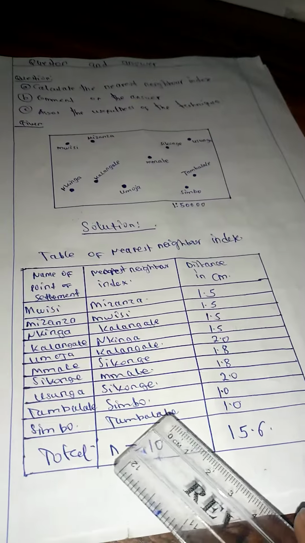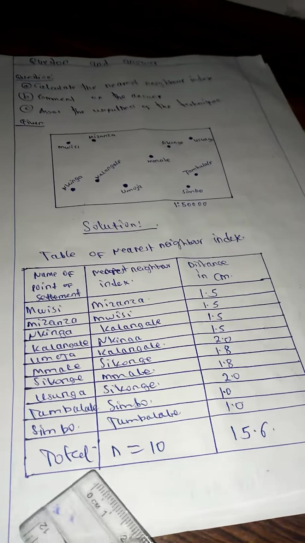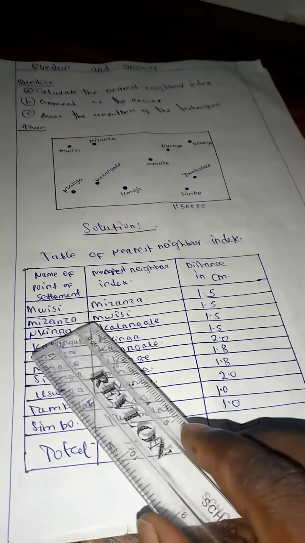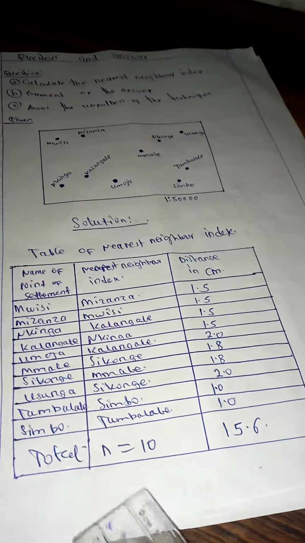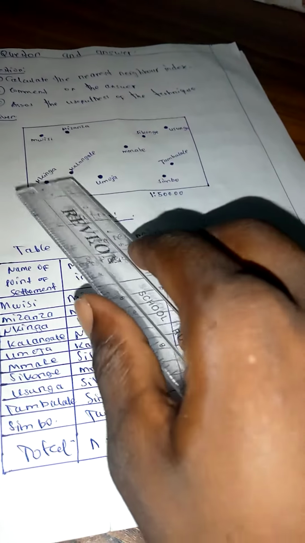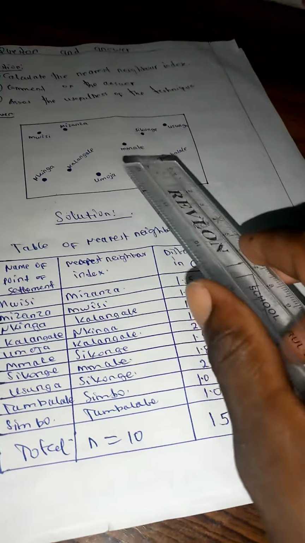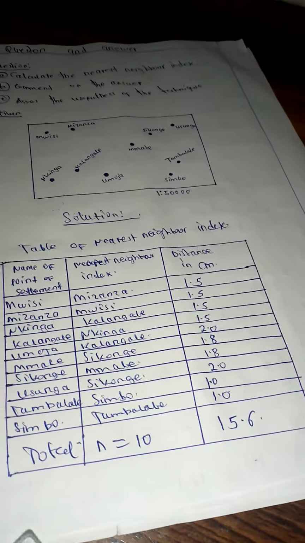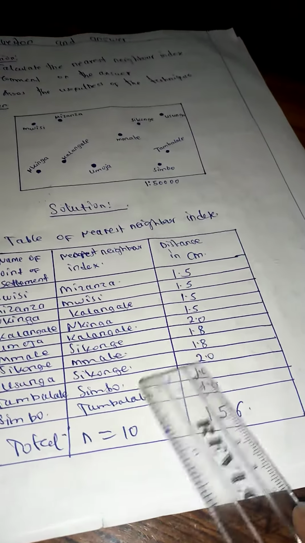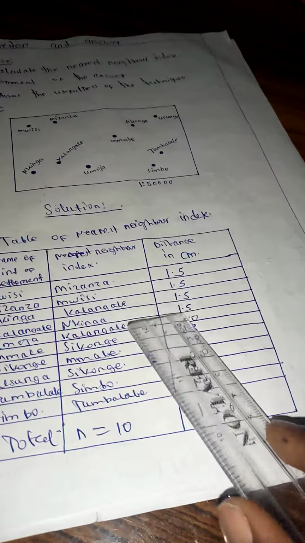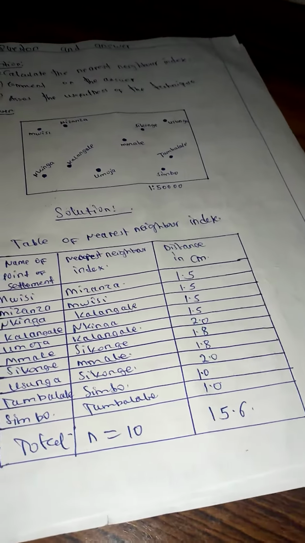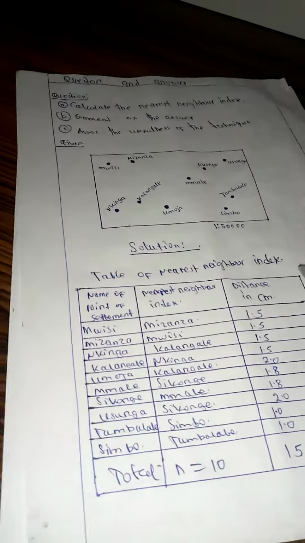The symbol to Tambalale also. Now, what is n? The number of points. We count them here: 1, 2, 3, 4, 5, 6, 7, 8, 9, 10. That's why I have written n is equal to 10. Now, when you add these distances, you get 15.6, in centimeters.